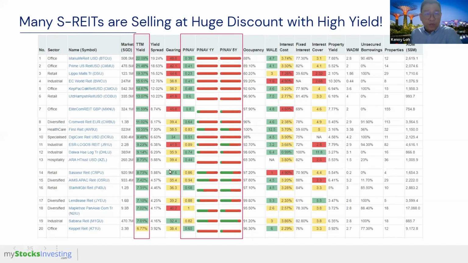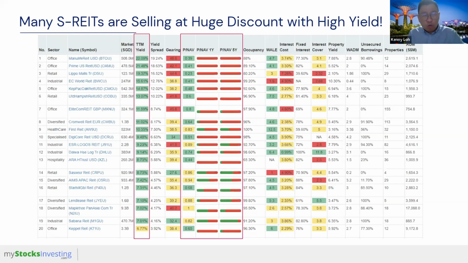I just want to go through a few. For example, the number 1 highest dividend yield in Singapore is as high as 22%. 22%, right? The second one, 21%, the third one 19%, the fourth one 15%. In the top 20, you can easily find some gems over here. But of course, not all the REITs are safe. Some of them are fundamentally not strong, and they may crack under the high interest rate environment.